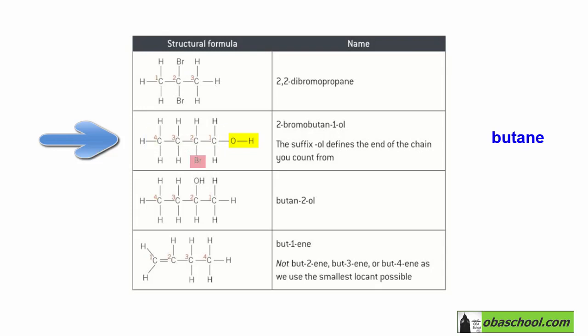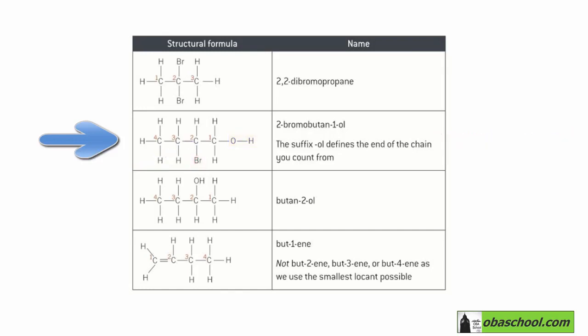To name alcohols, we will remove the E from the name of the alkane and we will add OL. And of course, we must specify the location of this functional group. So we will write butane, we will remove the E, dash 1 dash ol. So this means that this is an alcohol, it is butanol, and the functional group is on the first carbon atom. We will move now to the bromine atom, which is attached to the second carbon atom. So we will write 2-bromobutan-1-ol. So this is 2-bromobutan-1-ol.